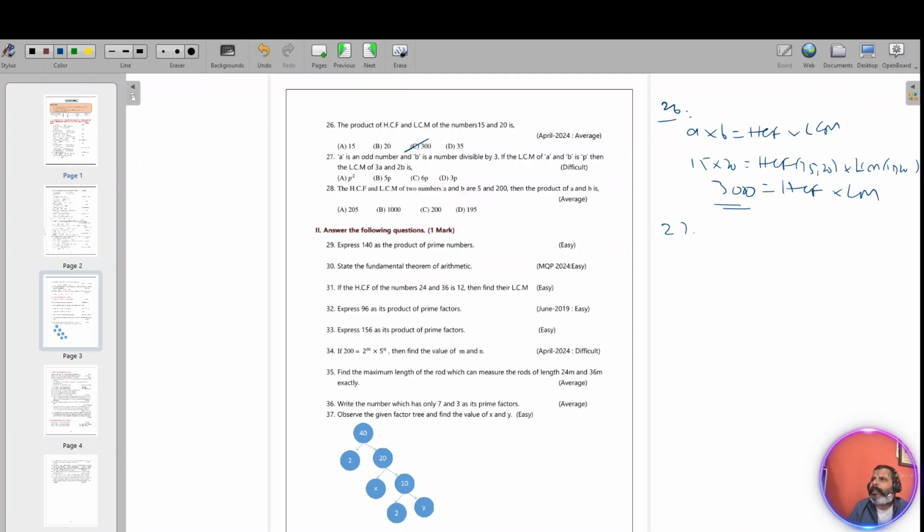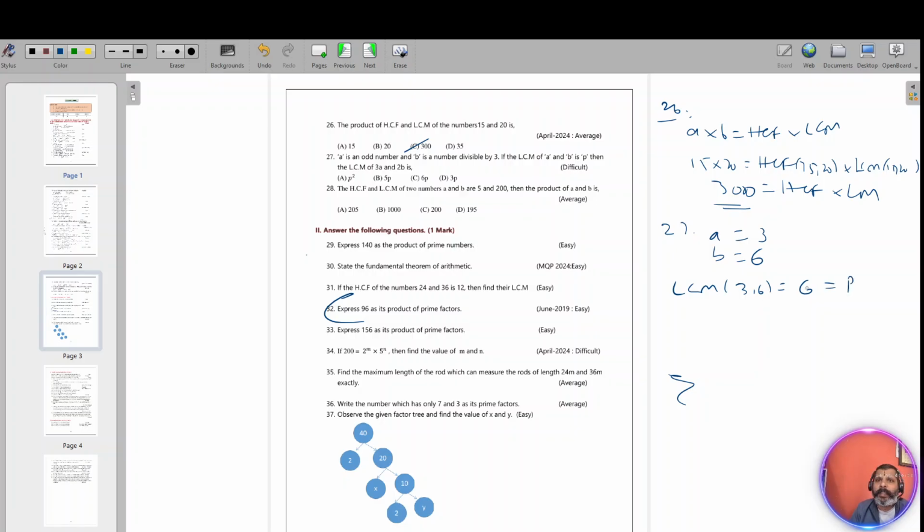27th. If A is an odd number and B is a number divisible by 3, this is an important question because we cannot understand it directly. We have to take some examples and understand the problem. If A is an odd number, let's assume A is equal to 3. B is a number divisible by 3. You can take 3 also, but I'll take 6, so B is 6. Now read out. If LCM of A and B, so LCM of 3 comma 6, how much will it come? 6 only, because one is a multiple of the other.